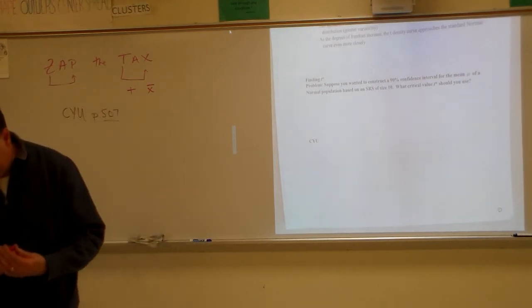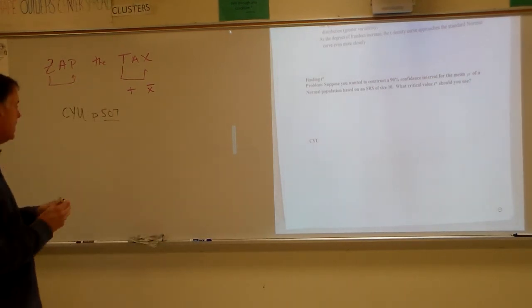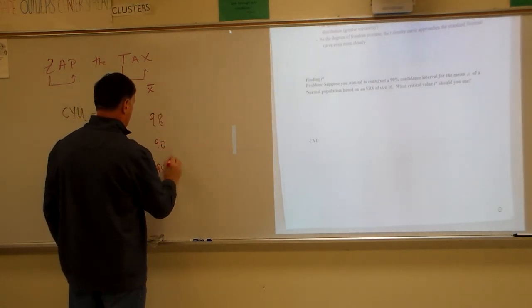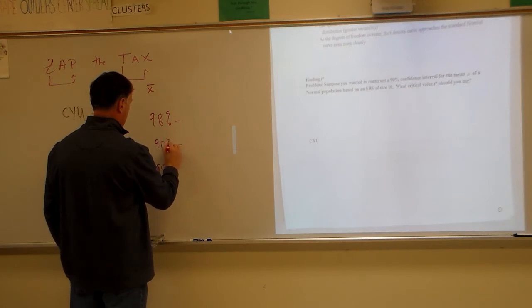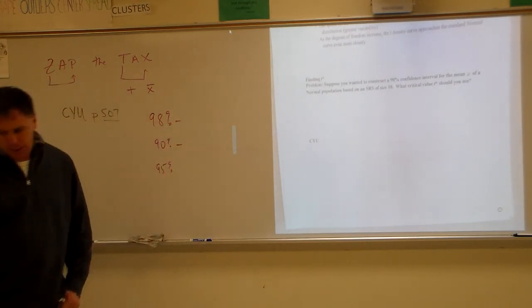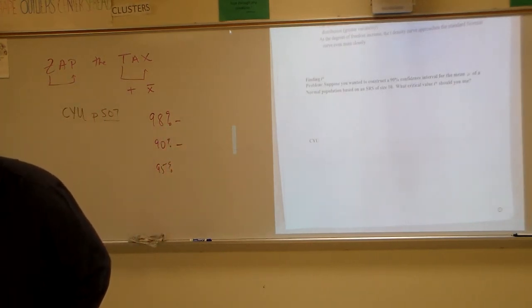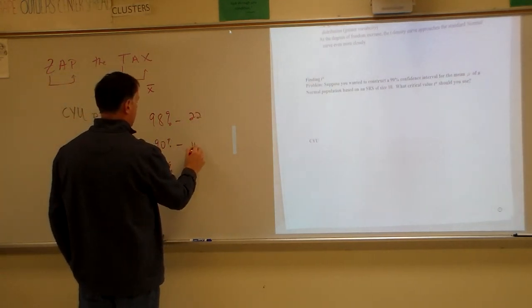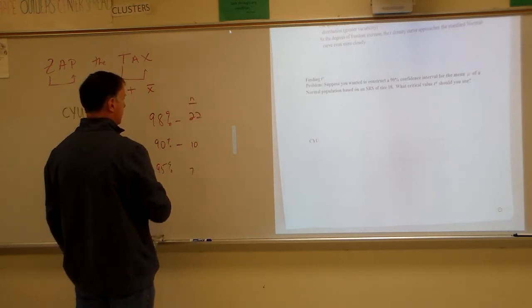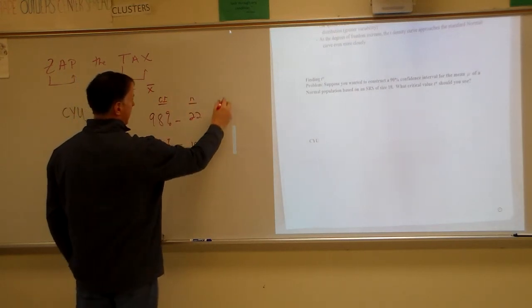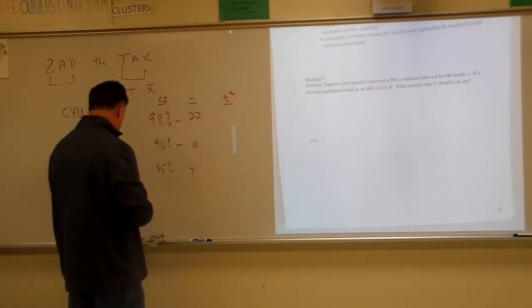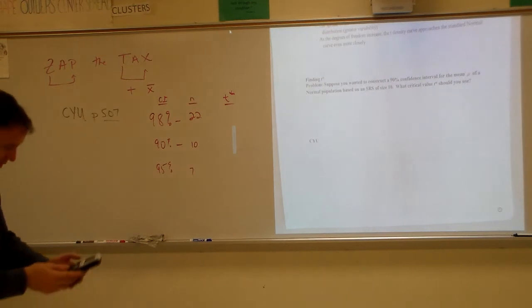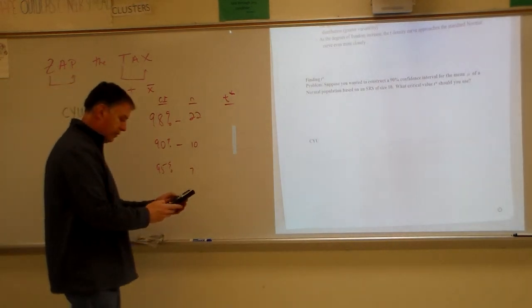We have a 98, a 90, and a 95 confidence level. And the first one has sample sizes 22, 10, and 7. That's our n, this is our CI, and then we've got to have a critical t. So let's go to the calculator. Let's hit second, DISTR, and go down to invT.